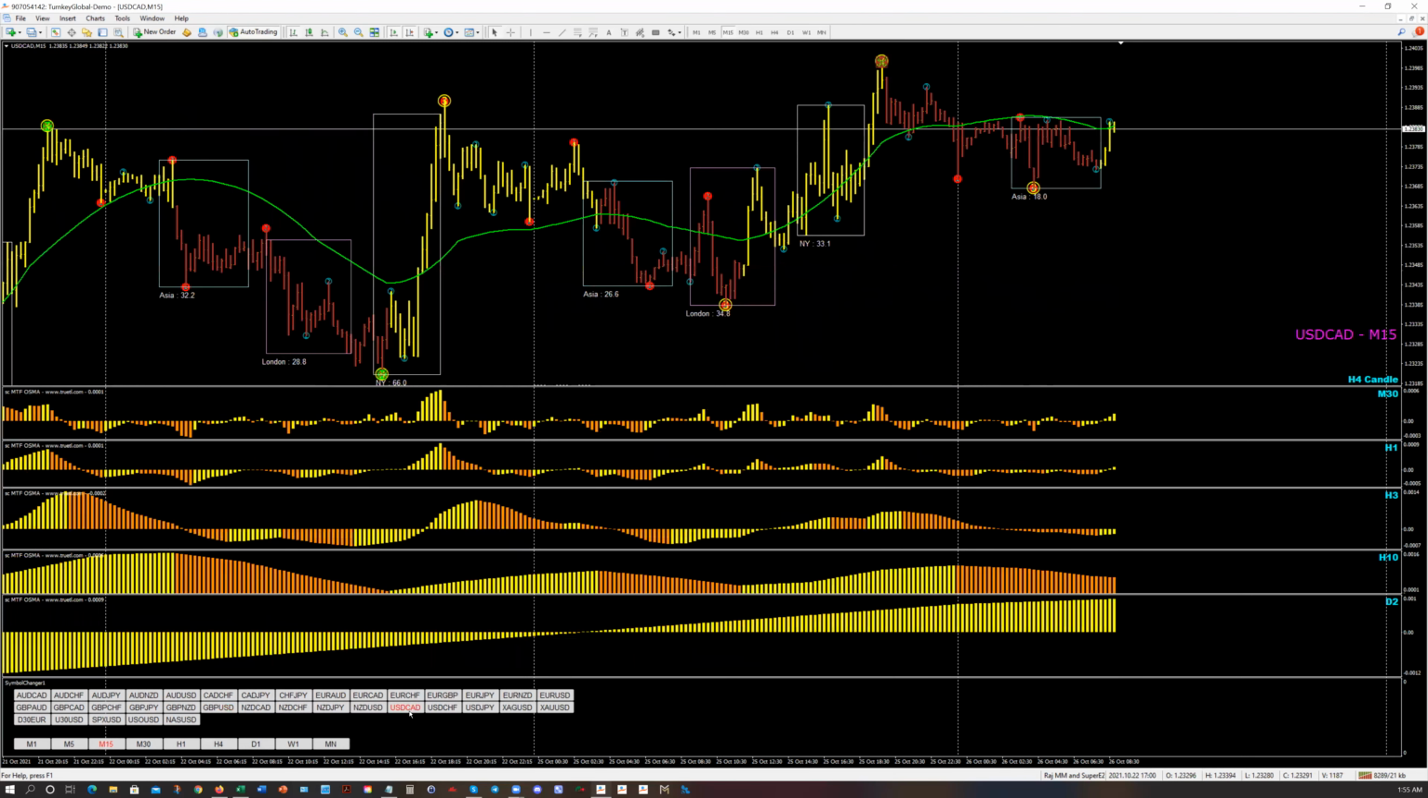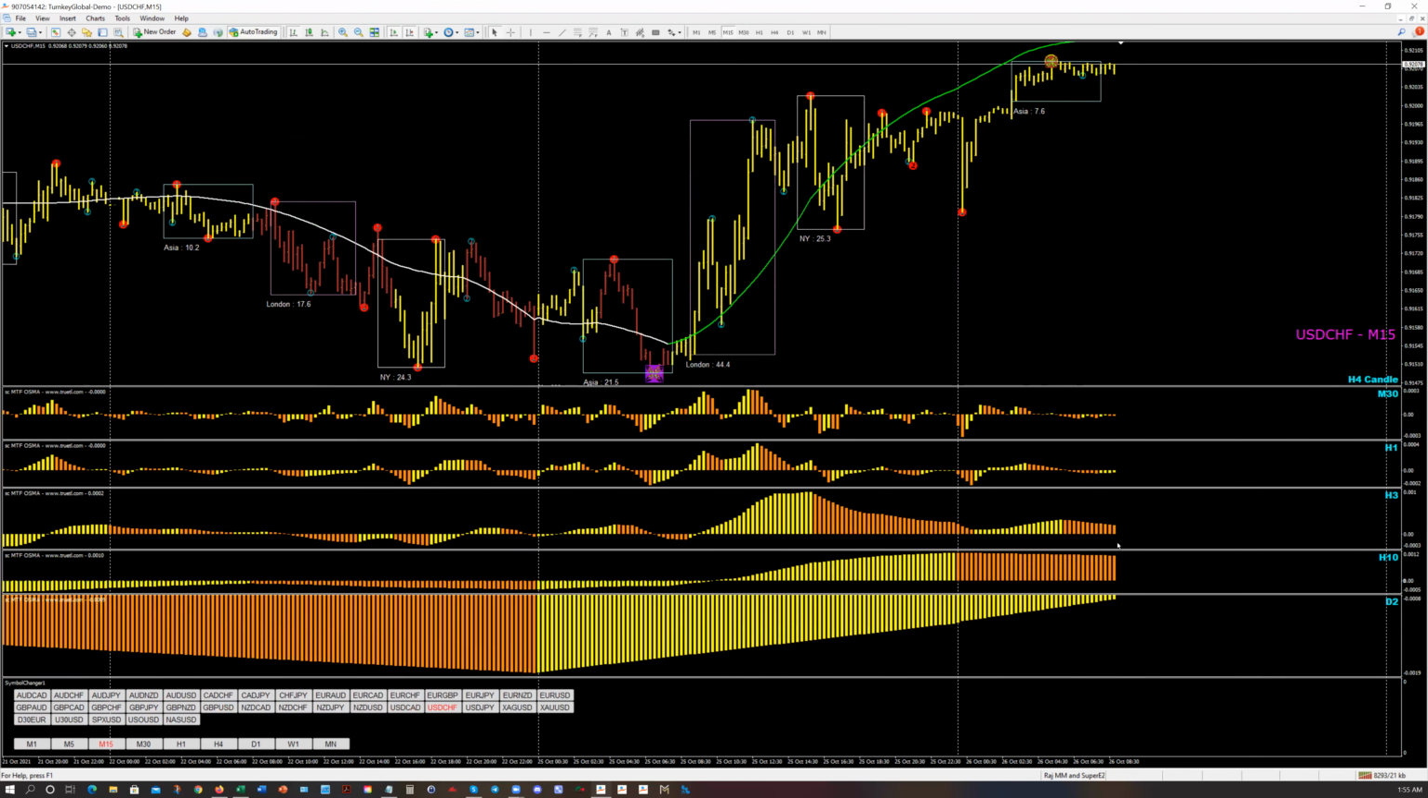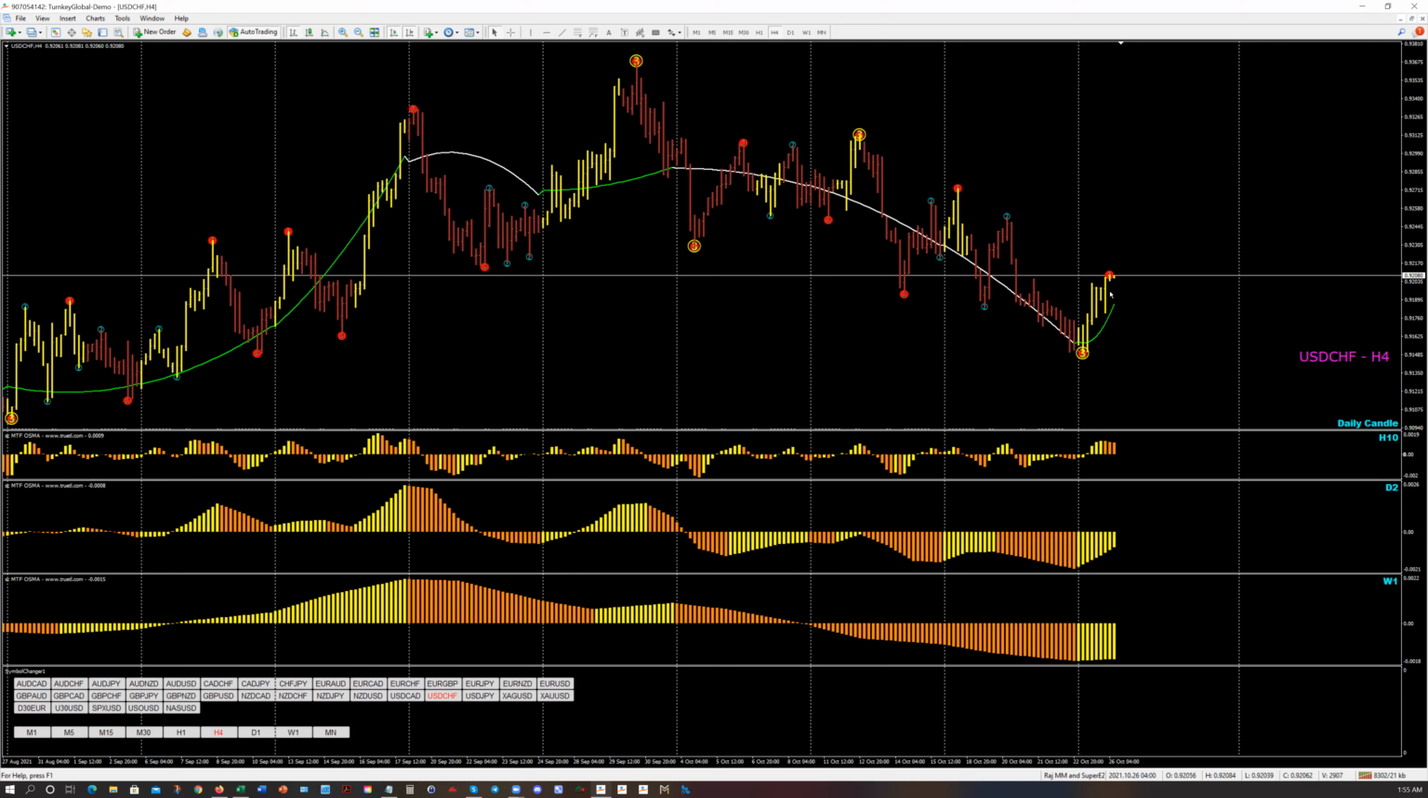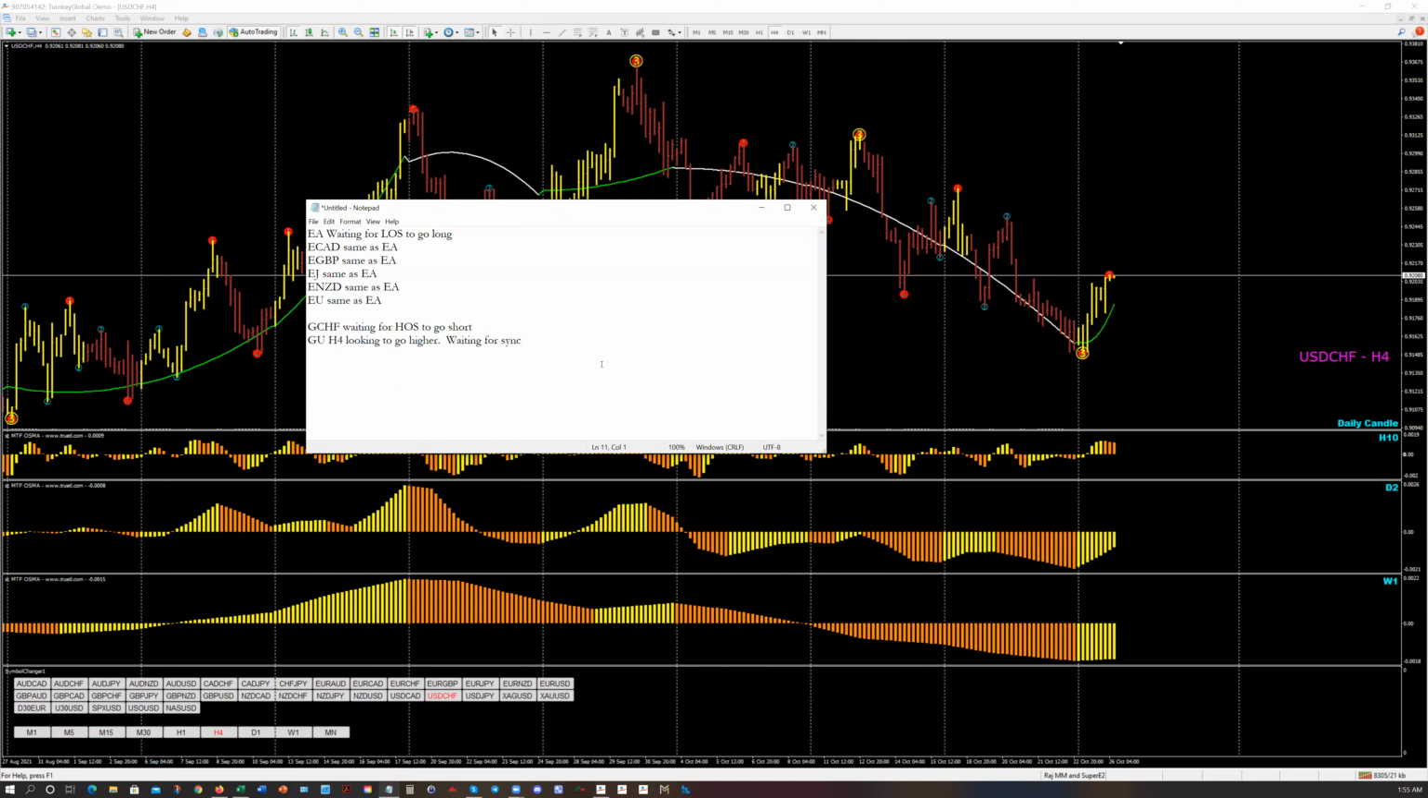All right, USD CAD. No. USD Swiss. These match. So we're looking for short. Yeah, we're looking for a short right now. So H4 is a 2-ball retracement. So this is a possibility. Okay, Swiss.